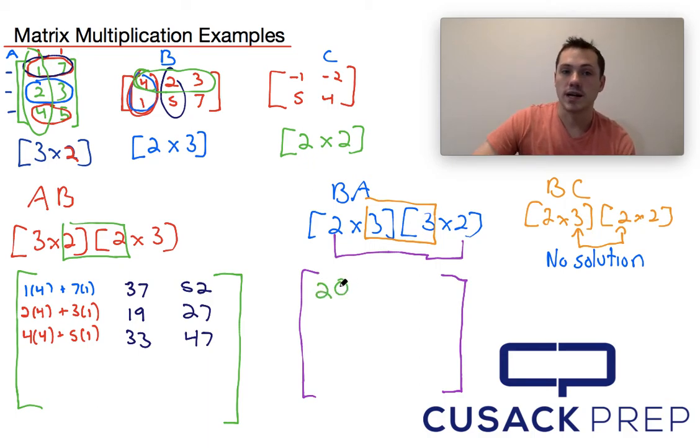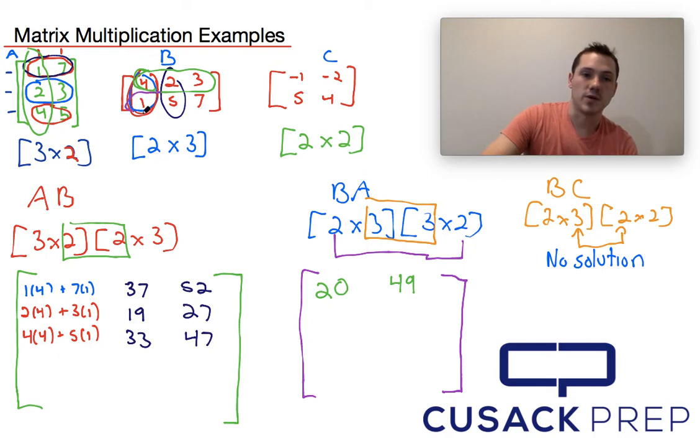To get row 1, column 2, we would do row 1 of B times column 2 of A. 4 times 7 is 28. 2 times 3 is 6. 3 times 5 is 15. If we add those up, we're going to end up with 49. And since that was row 1, column 2, that's going to go here.